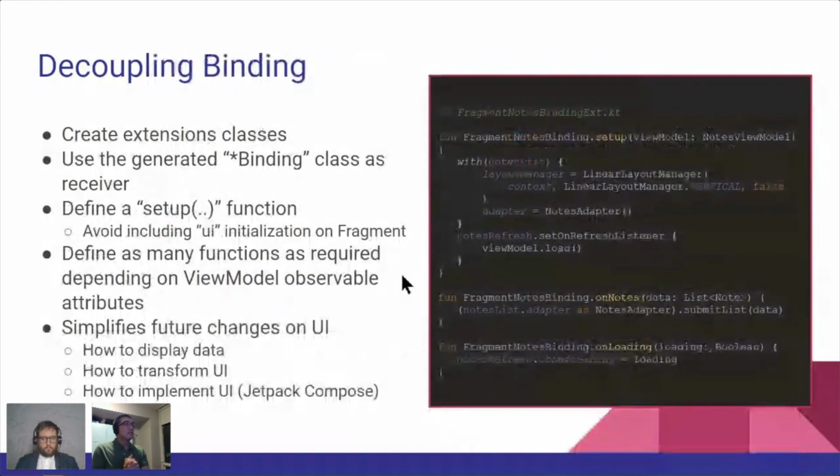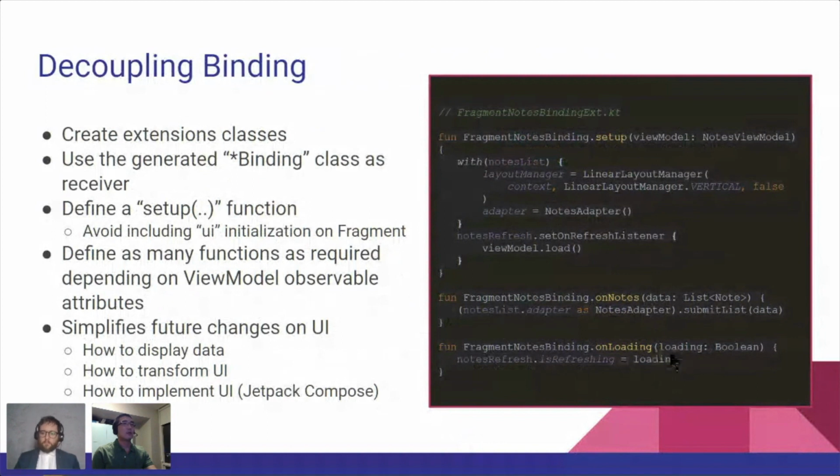So basically, define as many functions as required, depending on your view model observable attributes, no? The live data. So you can define, okay, I know what should happen whenever there are new nodes in here. So probably here is refreshing. I just set this node refresh, I believe, as a full refresh component. I just set up the loading status, right?